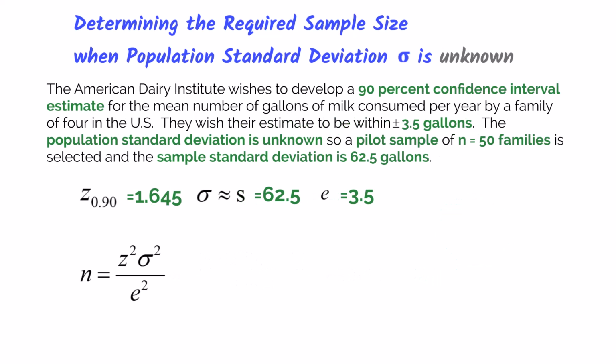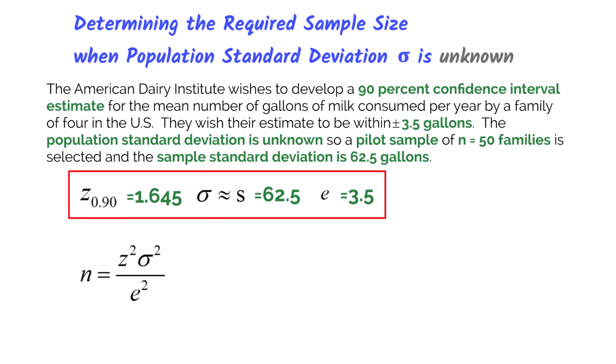The American Dairy Institute wishes to develop a 90% confidence interval estimate for the mean number of gallons of milk consumed per year by a family of 4 in the United States. They wish for their estimate to be within plus or minus 3.5 gallons. The population standard deviation is unknown, so a pilot sample of 50 families is selected, and the sample standard deviation is 62.5 gallons. Running pilots is a common thing to do in business and in research, where we sample a small group first to test and see how things come out before we do our full study.